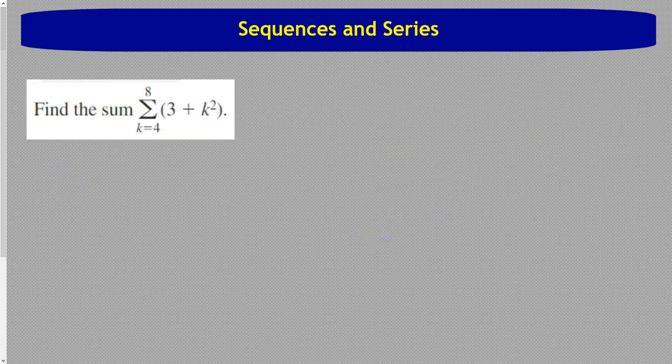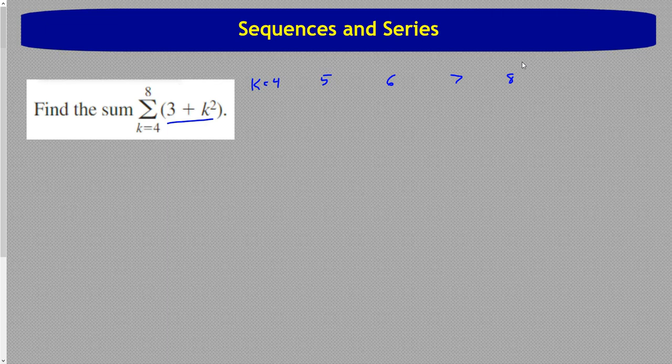Now, finding the sum's a little bit different story. So now I want to find the actual value. So here's the rule, 3 plus k squared. We're going to start when k is 4, and we're going to stop when k is 8. So we kind of just need to figure out what those values are. So we need when k is 4, 5, 6, 7, and 8.